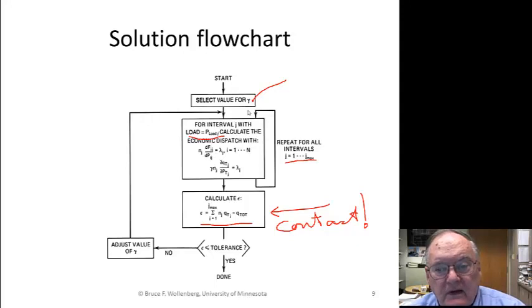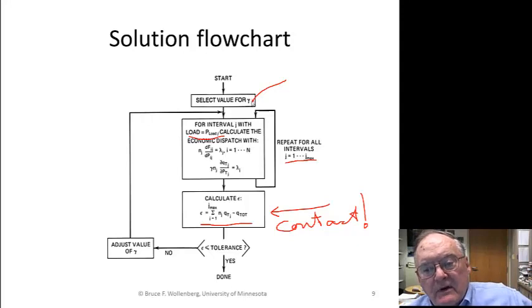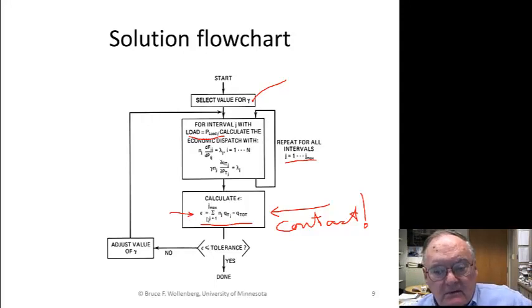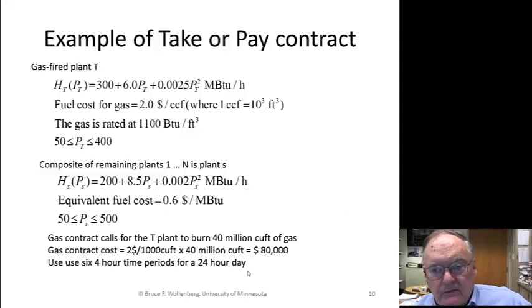So I've raised the value of gamma, and now perhaps I'm not using enough, so now it's positive. Well, now I adjust it back. By adjusting this up and down, I can come up with a value of gamma that will give me close to zero for the contract error, and that's what I want. I want epsilon to be close to zero.